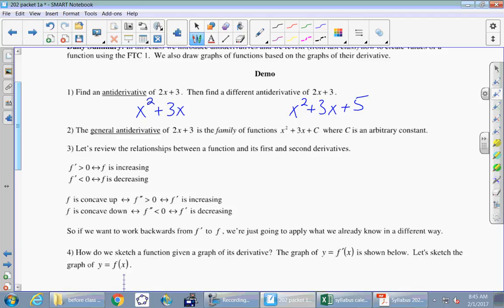And so the general antiderivative of 2x plus 3 is the family of functions x squared plus 3x plus c, where c is an arbitrary constant. You can pick any letter you want. Most often we're going to pick C.